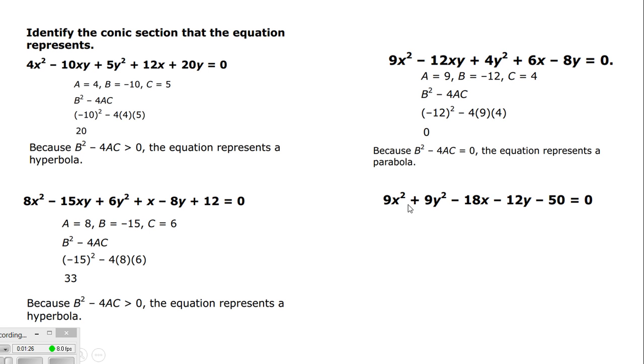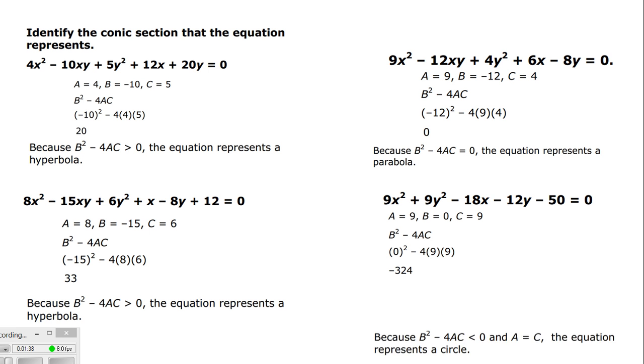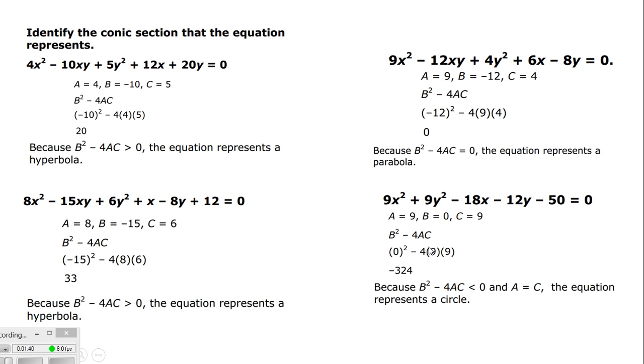And one other example. I'm going to suspect we have a circle because we have the same coefficients and addition. So we're going to determine the B squared minus 4AC, which is going to equal a negative, which is going to be representing a circle. Could either be a circle or an ellipse, but since the A and C terms are the same, we're going to conclude it to be a circle.